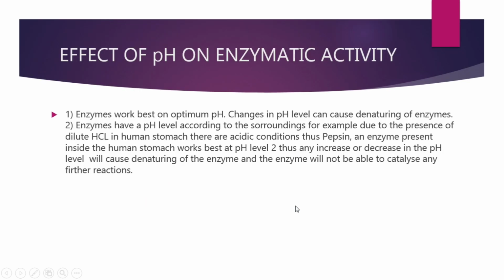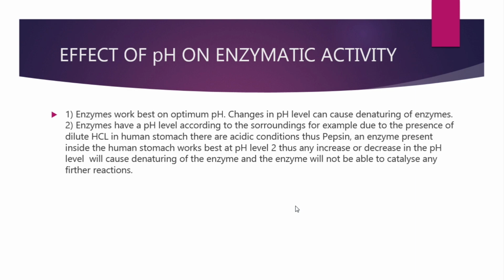Now let's learn the effect of pH on enzymatic activity. Now, like temperature, the enzymes work best at an optimum pH. The changes in pH level can cause denaturing of enzymes. Enzymes have a pH level according to the surrounding.